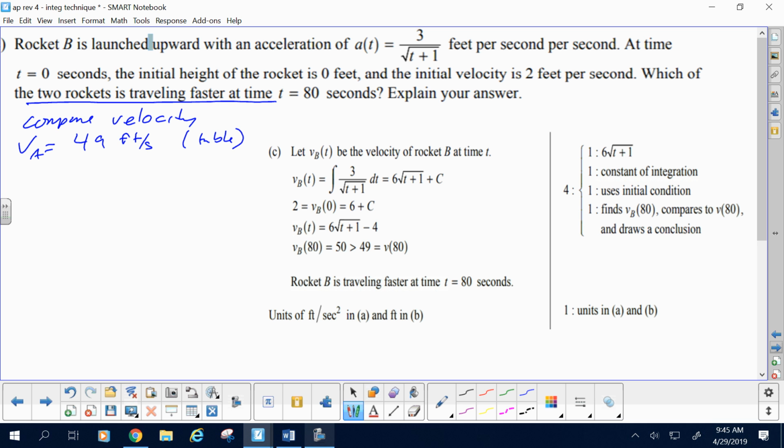The only way I'm going to get velocity of rocket B is to use the acceleration. So next thing is you ask yourself, okay, what's the calculus relationship that gets me velocity from acceleration? Is it derivative or antiderivative? Antiderivative. So hopefully you said, all right, the velocity of B is the antiderivative of 3 over root t plus 1.